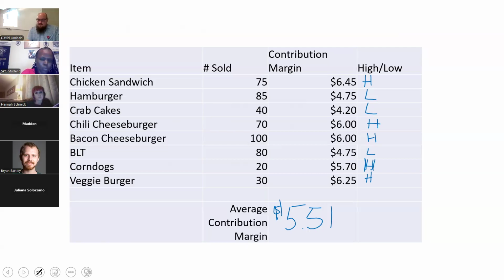So let me write this down. Perfect. All right. The next one.